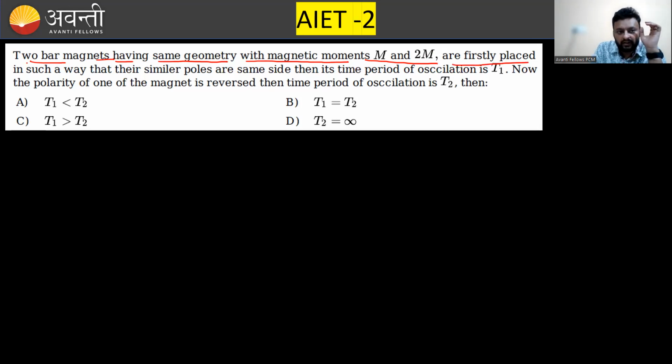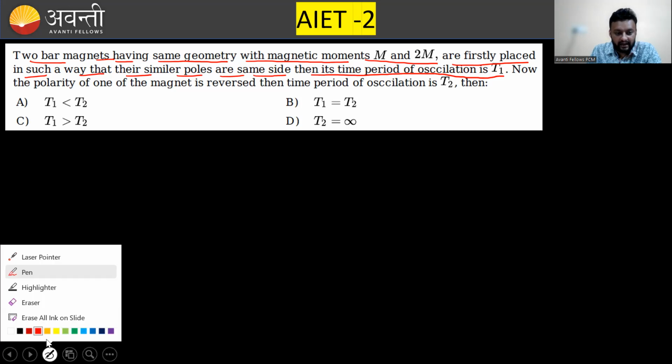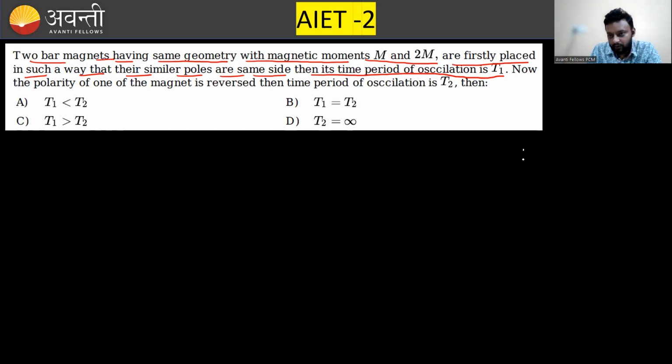They are firstly placed in such a way that their similar poles are on the same side. Then the time period of oscillation is T1. Now I will stop here. Now I have an idea of what the question demands. They are dealing with the time period of the bar magnet. So the first thing that came to my mind after reading this statement is that I need to recall the time period of a bar magnet.